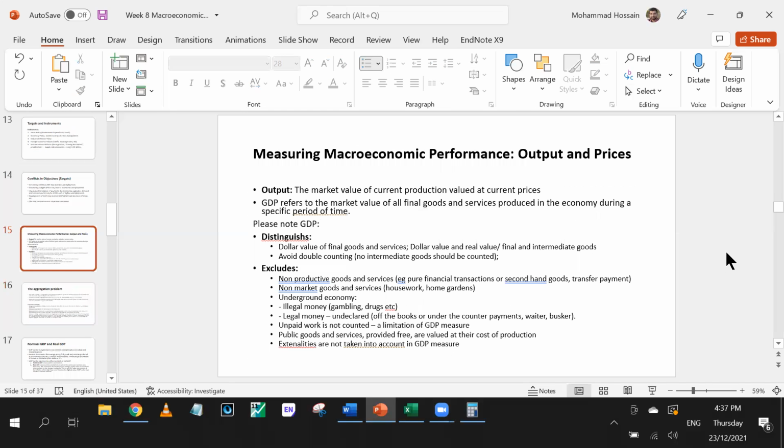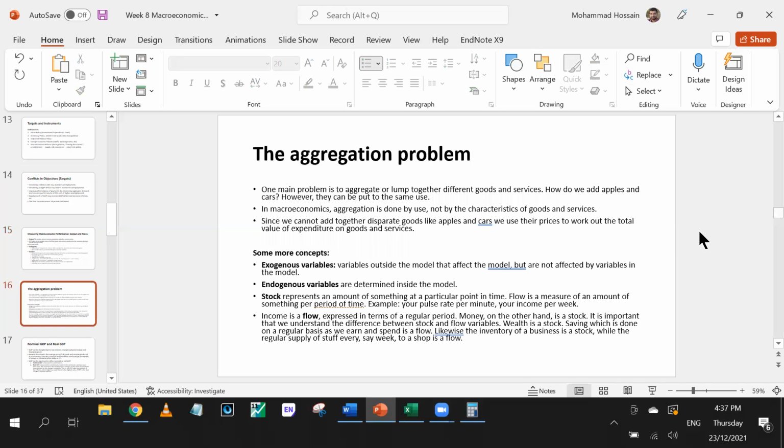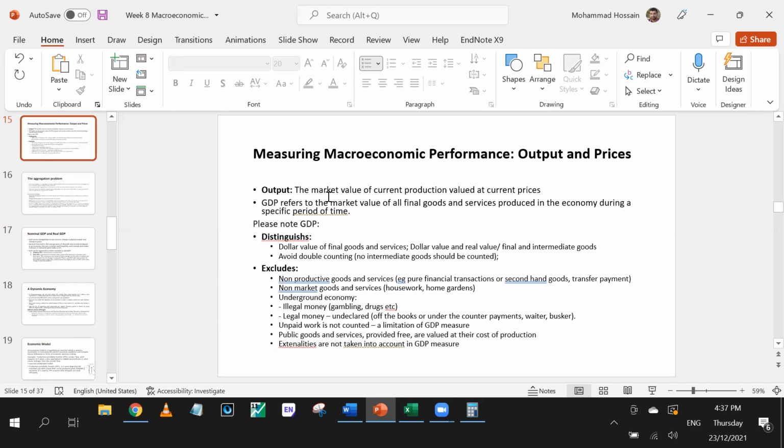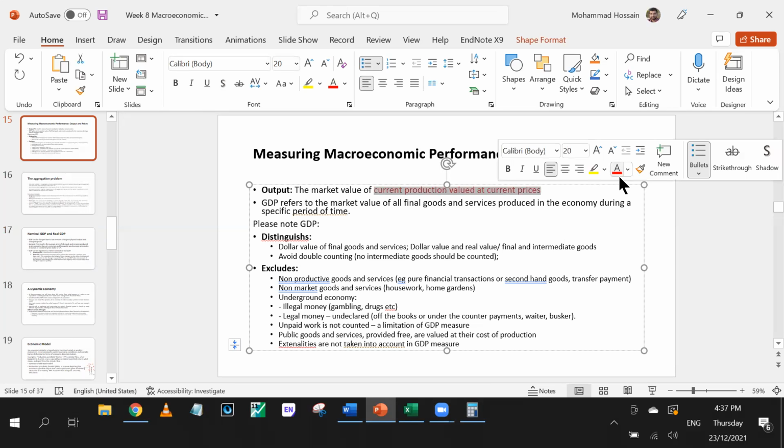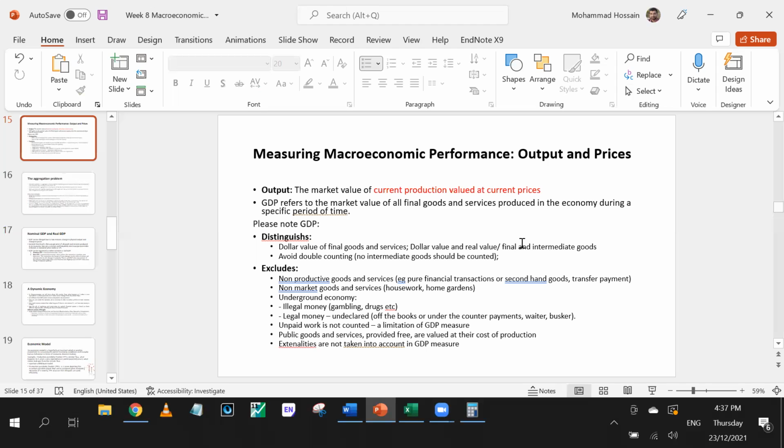Now the question comes up: how do you measure the economic performance of a country? Output and prices. We said that we are going to calculate the GDP of a country in terms of market value, the market value of current production at current market prices. Do you have nominal and real? Yes, they're coming up soon. Current production at current market prices has some issues. We'll talk about it very soon, coming up on one slide.